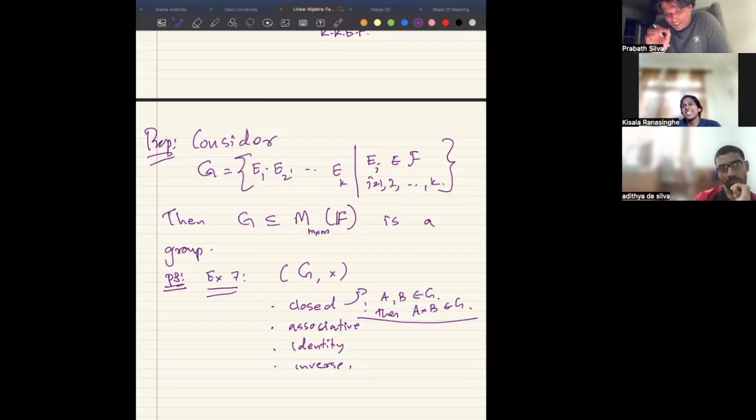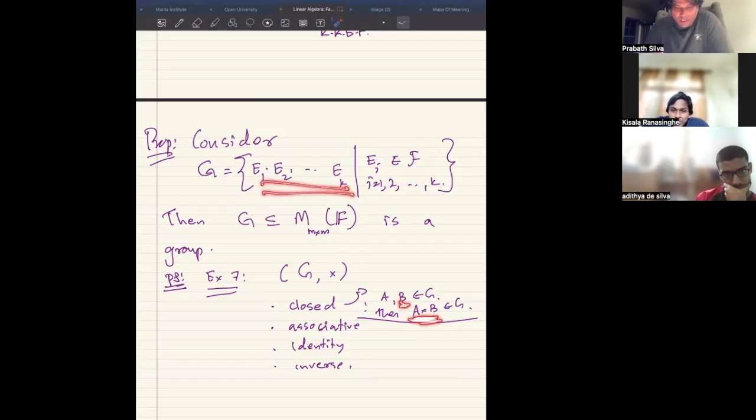In other words, this product is a binary operation in the set G. This is true because matrix A is going to be some product of K terms, and matrix B is going to be some product of K prime terms, and then you have A times B. That's going to be a long sequence of terms, right?